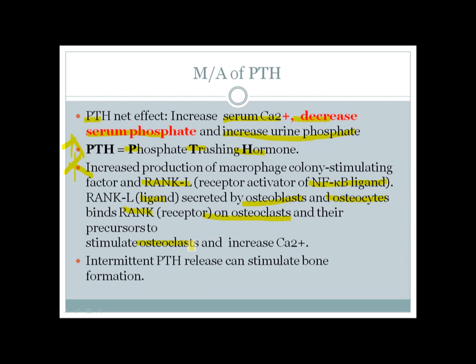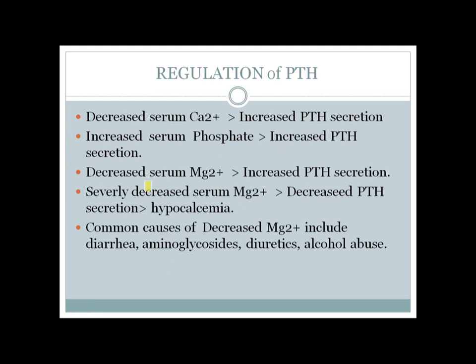So bone will lose calcium, and this calcium will get out from bone and come into the ECF and increase the serum calcium level. And in some cases, intermittent PTH or parathyroid hormone release can stimulate bone formation.